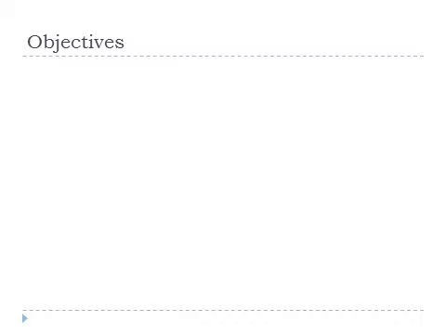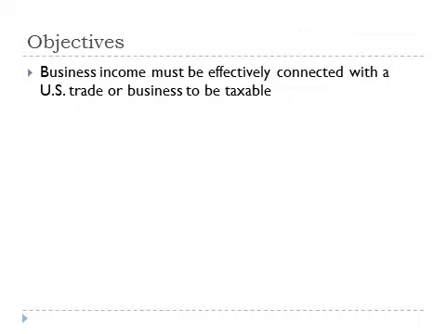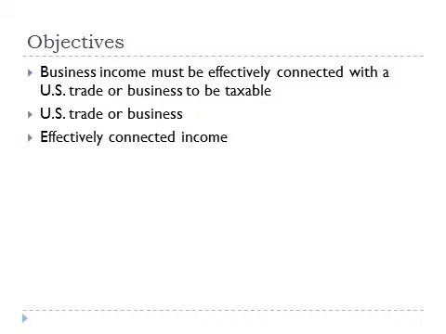The objectives of this lecture are to understand the following. The basic rule that business income must be effectively connected with the conduct of a U.S. trade or business before it is taxable to a non-resident alien or taxable foreign entity. What is and what is not a U.S. trade or business, and the income that may be effectively connected with that U.S. trade or business.